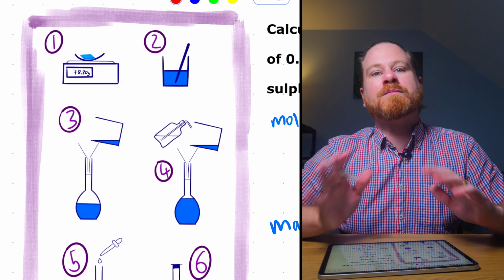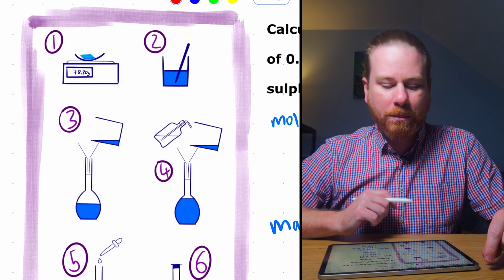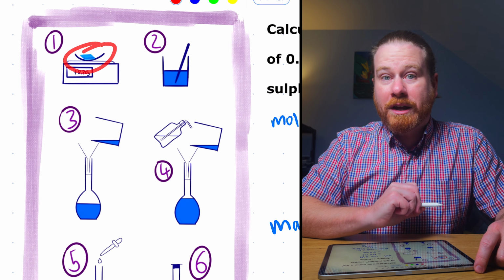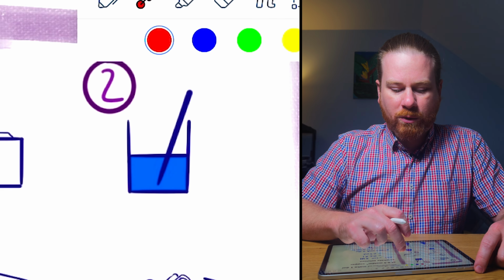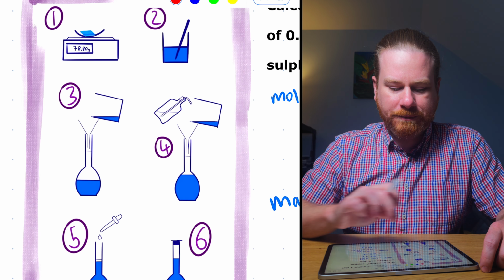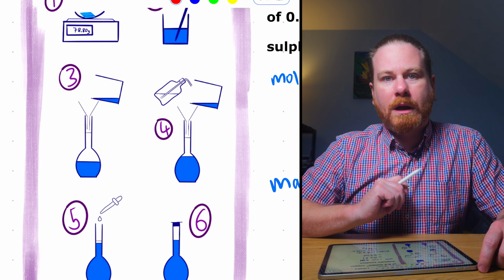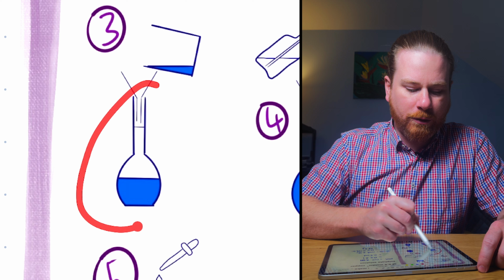Distilled water only contains water, no other salts or minerals. So we've transferred it from our weighing boat to a beaker, and we've dissolved it, using a stirring rod to dissolve our crystals. Then we are carefully pouring our copper sulfate solution into our volumetric flask.